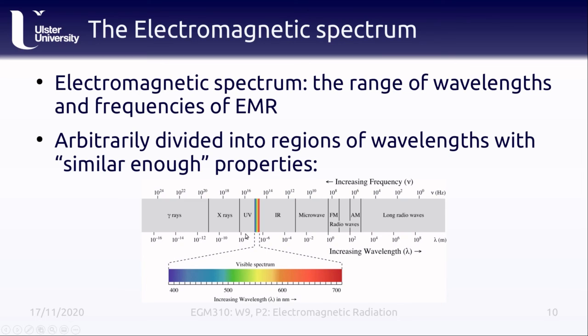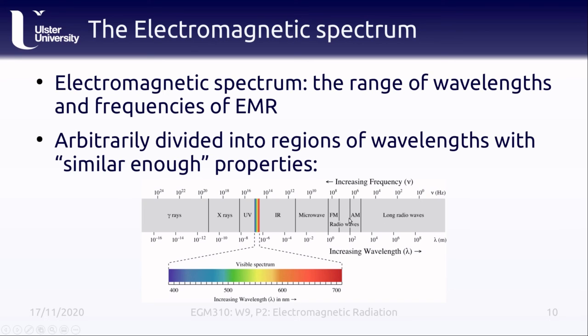Just below visible light, so shorter wavelengths than what we have for visible light, we have ultraviolet light, with wavelengths between about 10 and 400 nanometers. Above the visible spectrum, so slightly longer than 700 nanometers, we have what is called infrared light, followed by microwaves, and then radio waves, and then long radio waves. These can have wavelengths of over several kilometers in length.